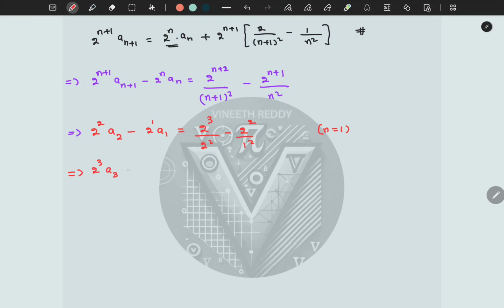2 power 3 a3 minus 2 power 2 a2 will be equal to 2 power 4 divided by 3 square minus 2 power 3 divided by 2 square. I hope you are following, right? This is for n equals 2. Now if I replace n with 3, what do I get? 2 power 4 a4 minus 2 power 3 into a3 will be equal to 2 power 5 divided by 4 square minus 2 power 4 divided by 3 square. Now this is for n equals 3, right?